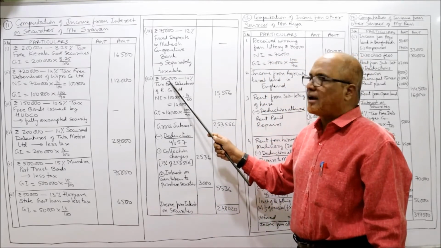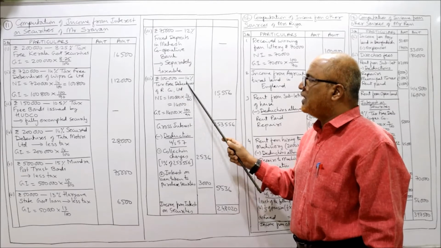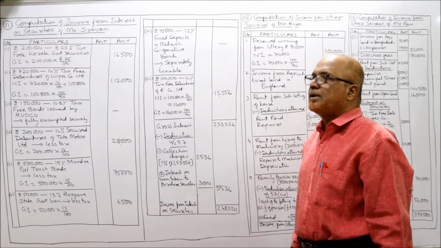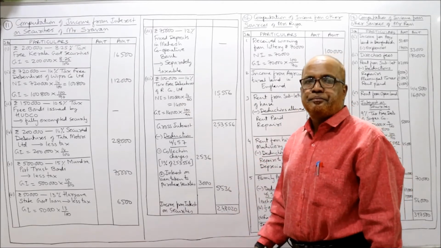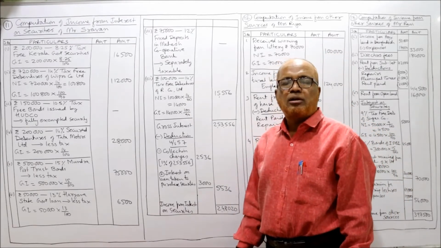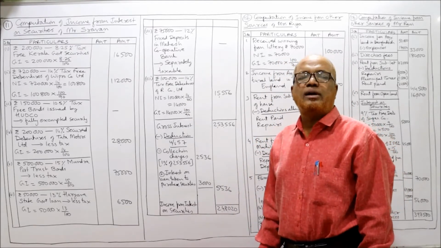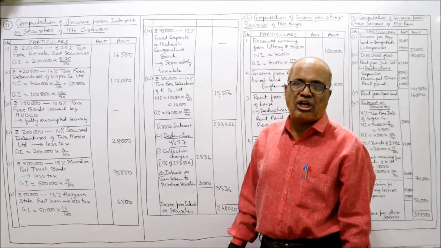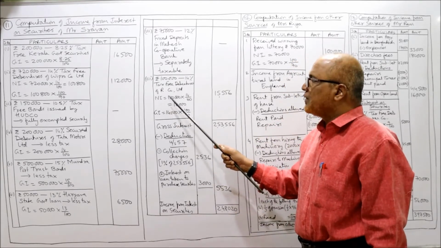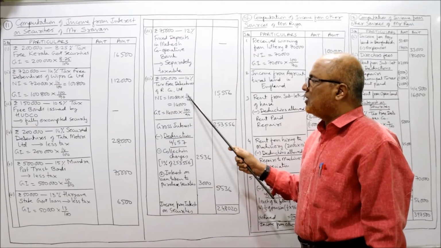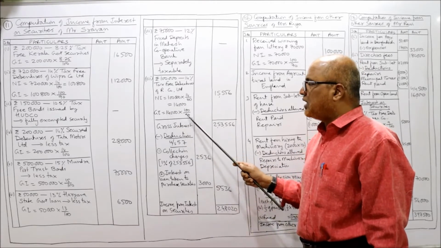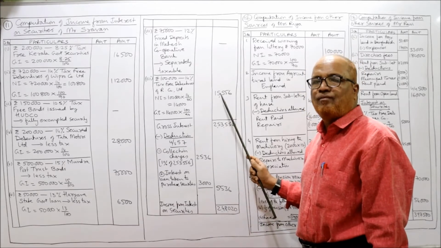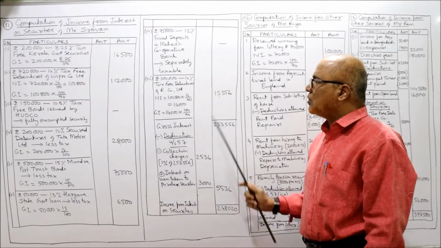Then rupees 1 lakh, 14% tax-free debentures of R Company Limited. Specifically given tax-free, tax-free commercial. R Company Limited means commercial. So tax-free commercial security, 2 steps, NI and GI. First NI, net interest. Face value into rate by 100, 1 lakh into 14 by 100, 14,000. GI, gross interest, 14,000 into 100 by 90, 15,556. This is the gross interest.